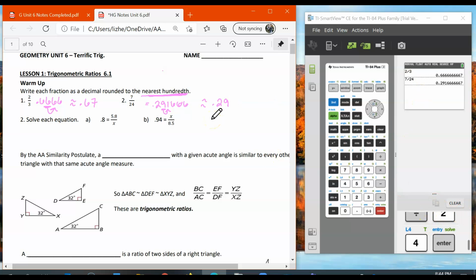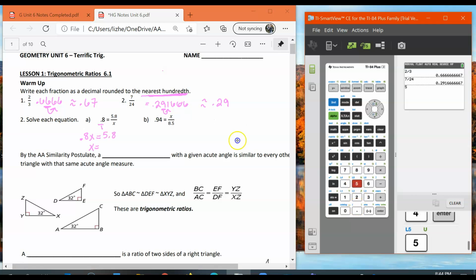Next, number 2, solve each equation. So the first equation, we have 0.8 equals 5.8 over x. You can do this a variety of ways. One, you could just say, well, let's put this over 1, and you can cross multiply. So 0.8x equals 1 times 5.8. So therefore, x equals 5.8 divided by 0.8, and you have 7.25.